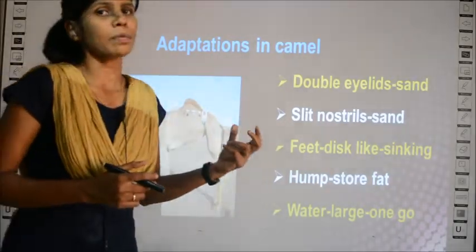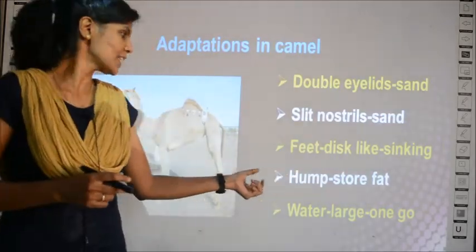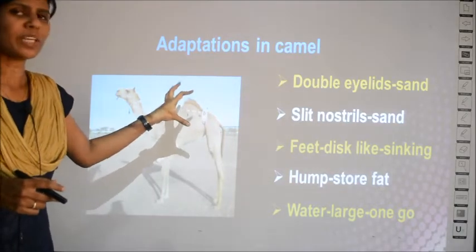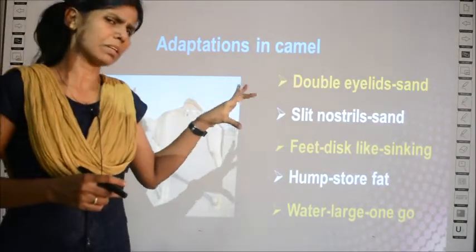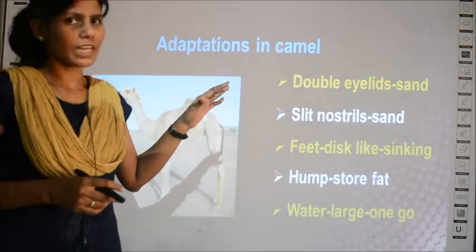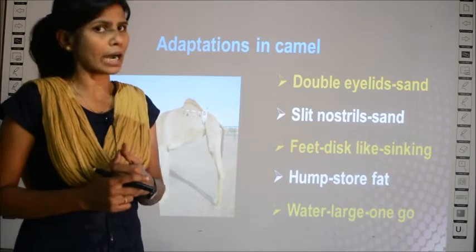The next adaptation in camels is the presence of hump. Which is the hump? This is the hump, right? So this is a unique structure which you can see only in camels. Mostly you don't find humps in other animals, right? Only in camels we see this. So what is the special feature of hump?